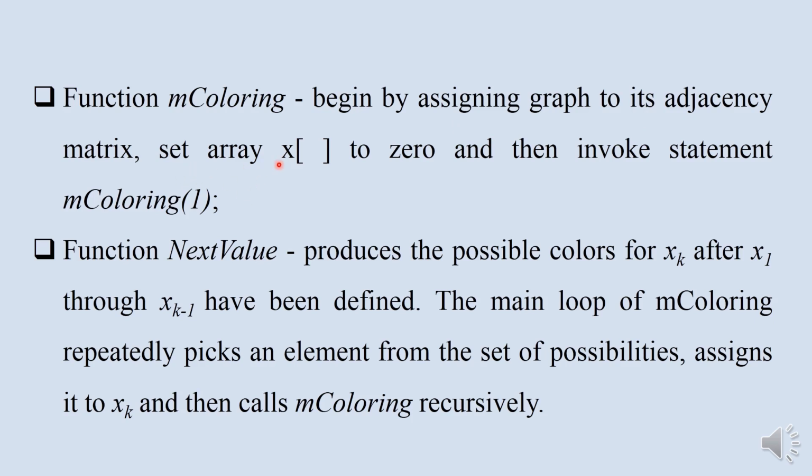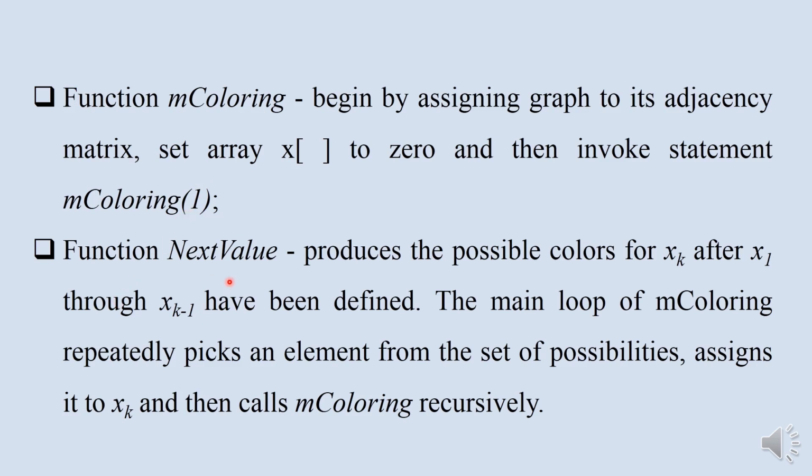We also set the array X, which is going to finally contain the values of the colors assigned to each of the vertices. This will be initialized to 0. And then only we call the function mColoring with an argument 1, because we start with the coloring of the first vertex. That is why the argument is taken as 1.